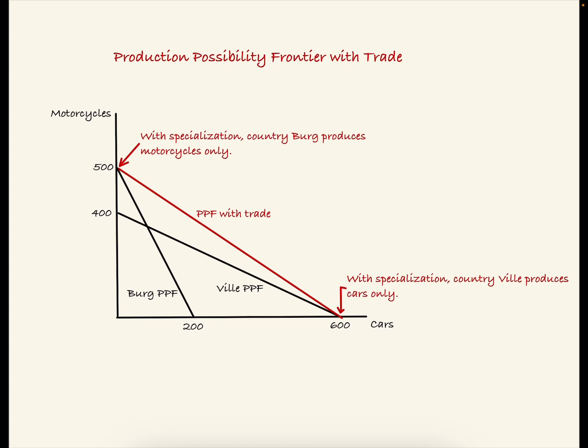With specialization and trade, we had mentioned that both countries gain. And we can see that in this new PPF with trade. With specialization and trade, a greater combination of motorcycles and cars can be consumed in each country, both country Berg and country Ville.